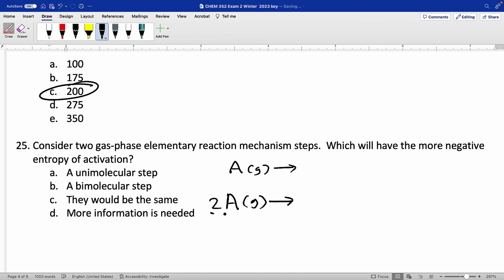And we know it has to be this one, because here we're going from 2 moles of gas, and this just shows the transition state here. So in the first one, you're going from 1 mole of gas to 1 mole of gas. In the second one, you're going from 2 moles of gas to 1 mole of gas. And we know that decreasing moles of gas is going to decrease our entropy. So this is going to be a very negative entropy of activation, even if we don't have to orient these. Like even if these are perfect spheres, we're going to lose entropy just because we went from 2 moles of gas to 1. So more negative entropy of activation for a bimolecular step.